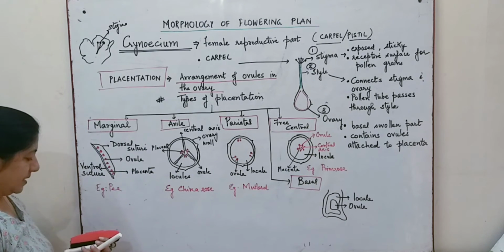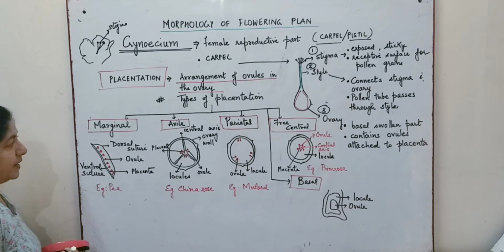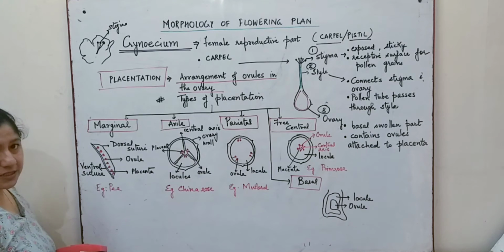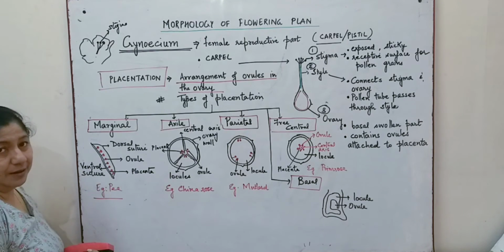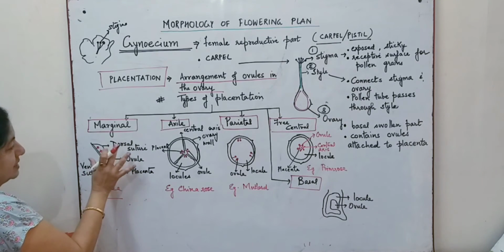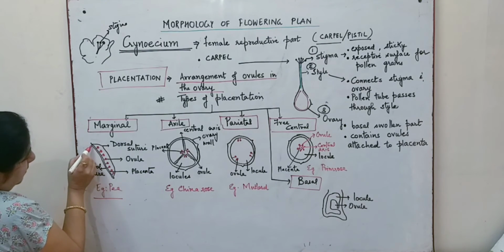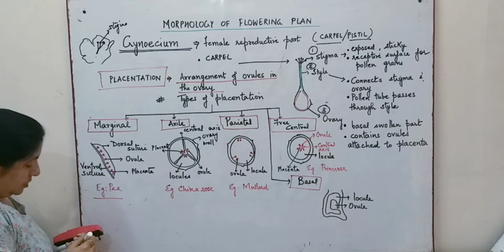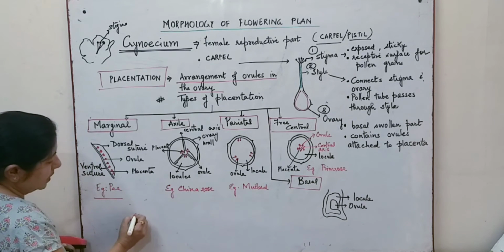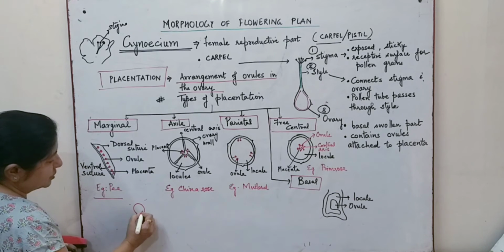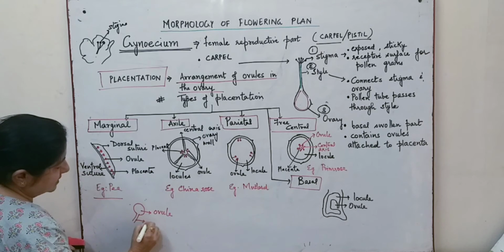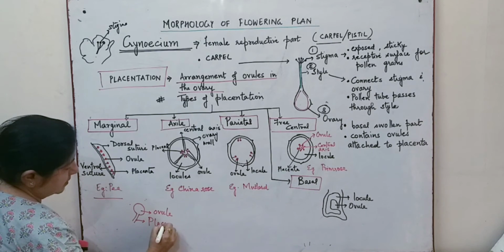The first type is the marginal type of placentation. This marginal placentation is commonly seen in the pea. Marginal placentation is a placentation in which the ovules, and if we look at the structure of the ovules, this rounded structure is the ovule, and this is the placenta.